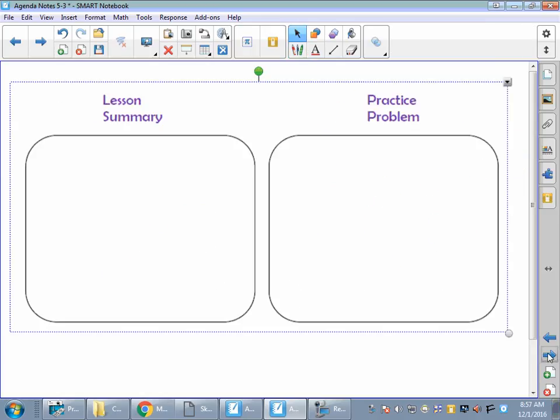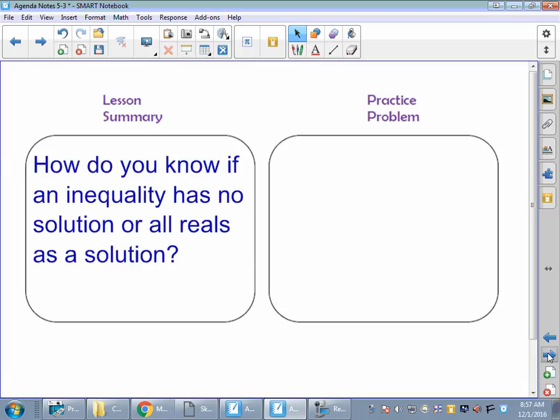All right, lesson summary. How do you know if an inequality has no solution or all reals as a solution? Just talked about that, right? So that should be fresh. And solve this inequality. Notice it's got distributive property written all over it for your first step, and then you can start getting all your variables to the left, numbers to the right.